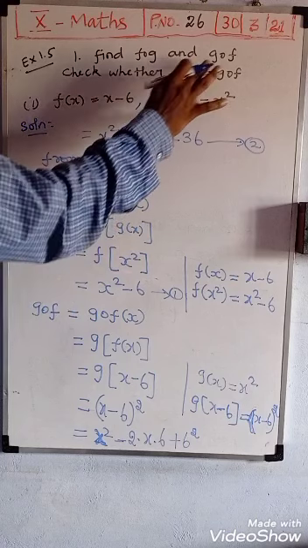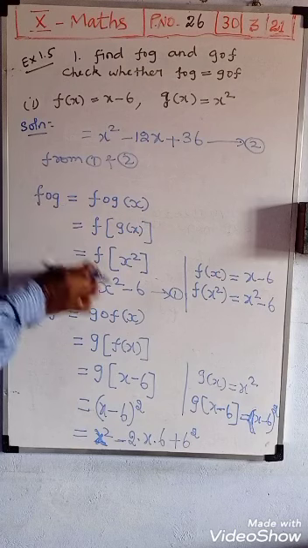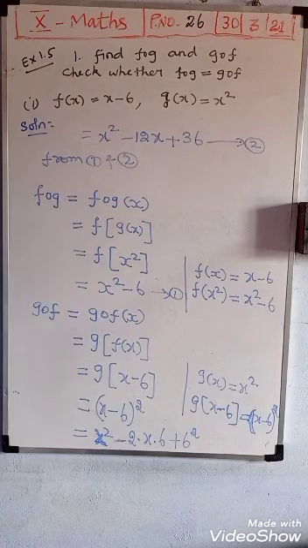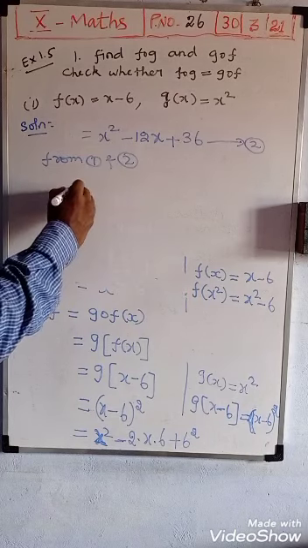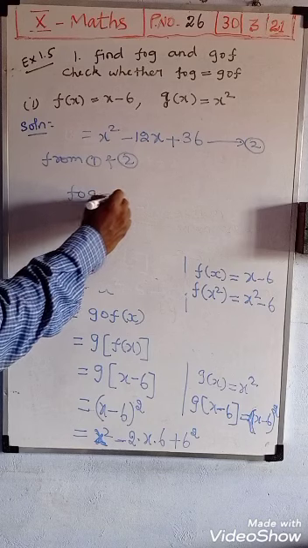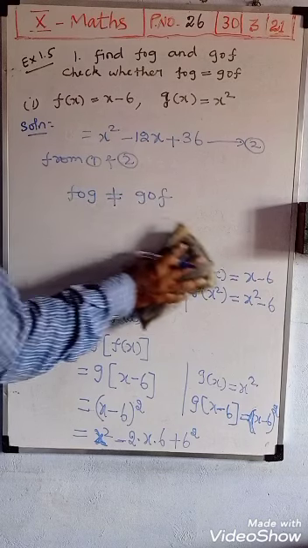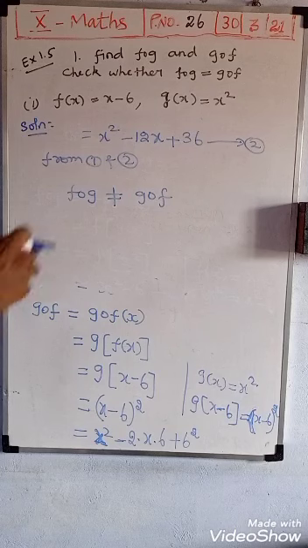Now check from 1 and 2. The question asks us to find f composition g and g composition f. So we got the answers for f composition g and g composition f. From 1 and 2, check whether they are equal. No, it is not equal. Therefore f composition g is not equal to g composition f. The composition of functions is not commutative. Okay, that's all.